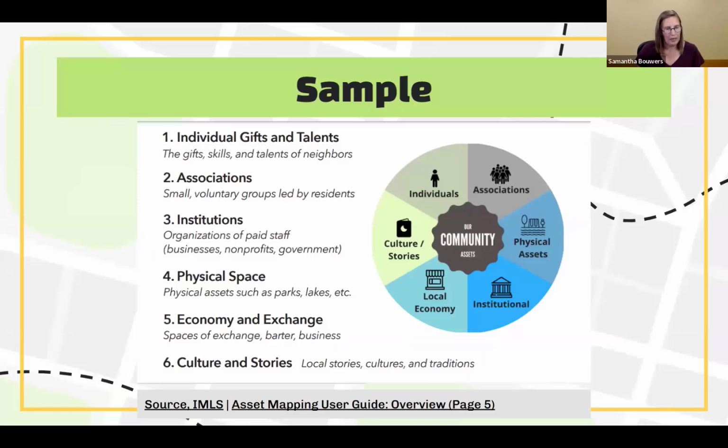This is the sample that I ended up liking the best, and we're going to come back to this one. It comes from IMLS. There are a few things I like about it. One is that it does call out the individual gifts and talents that are such a big part of our small and rural stories. The other thing that I particularly love about it is number 6, that it calls out culture and stories.